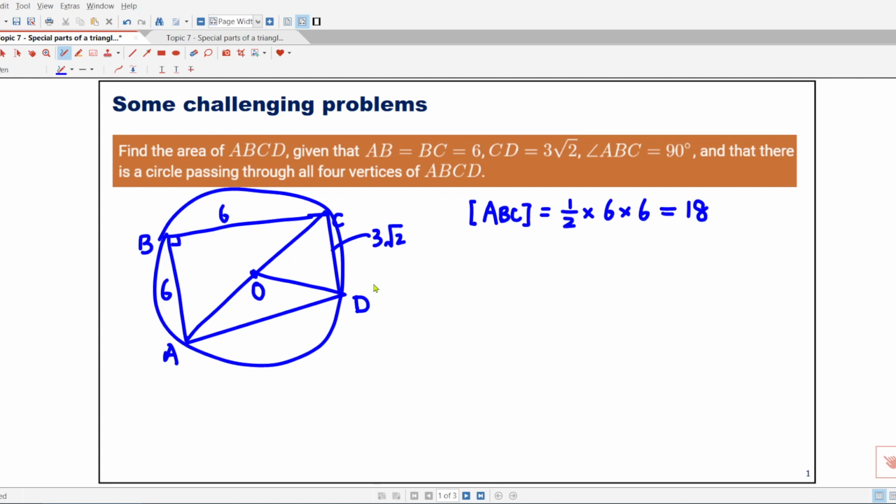And unfortunately, we don't have much information about triangle ACD, but we do know that circumcenter of triangle ABC, the midpoint of AC here, and also we know triangle ABC is isosceles right triangle, so AC is very easy to find, right? AC equals square root of 6 square plus another 6 square, which is 6 square root 2. And because O is the midpoint, OC is 3 square root 2, and AO is also 3 square root 2, right? And the radius of the circle is 3 square root 2, so we know OD is also 3 square root 2, right?